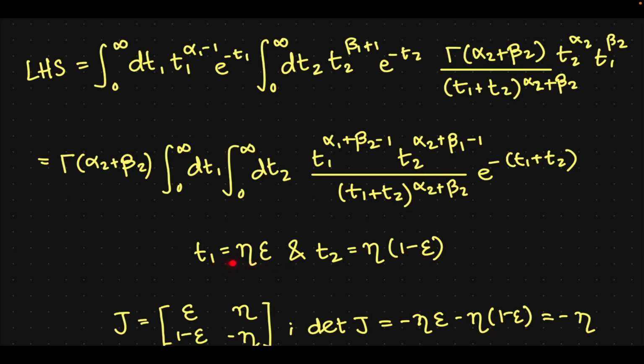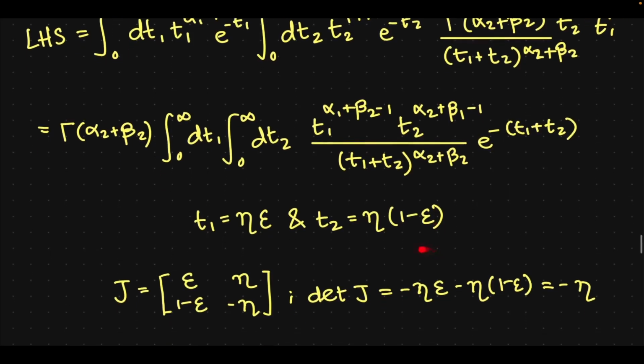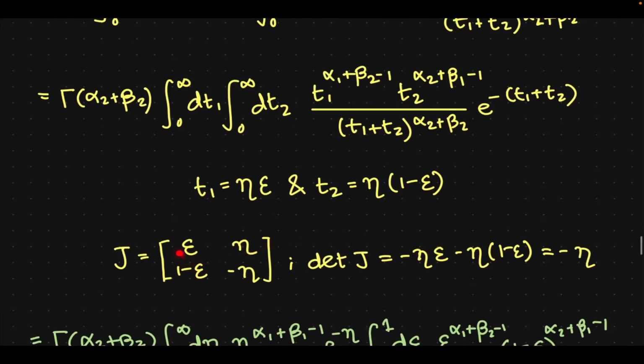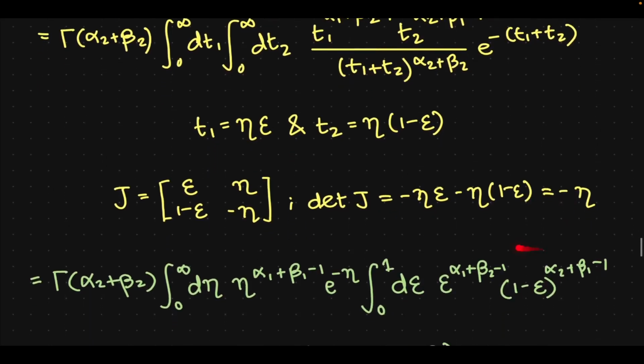So t1 is eta times epsilon and t2 is eta times 1 minus epsilon, where eta and epsilon are the two new variables. We need two new variables going from 2 dimensions of t1, t2 to 2 new dimensions of eta and epsilon. The Jacobian is epsilon, eta; 1 minus epsilon, negative eta, the determinant of which is negative eta epsilon minus eta times 1 minus epsilon, which is negative eta. But we need the absolute value of the determinant. The orientation doesn't matter.